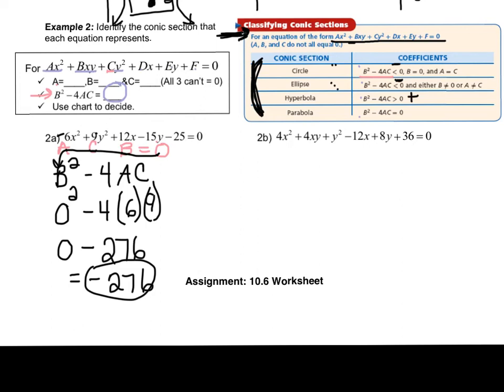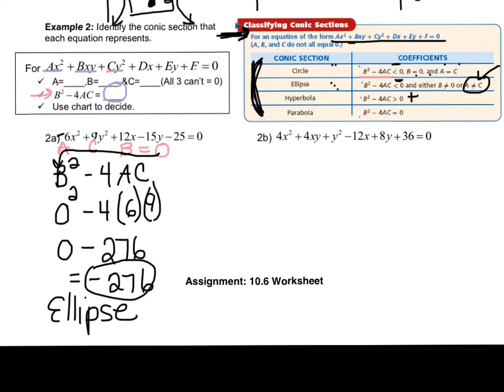So now we have to look over here. Did b equal 0? Yes. Did A equal C? No. So it can't be the circle, it has to be the ellipse, because both of those conditions have to be true in order for it to be a circle. For the ellipse, either B could not equal 0 or A could not equal C. Since A did not equal C, that's what made this one okay, and it was an ellipse.